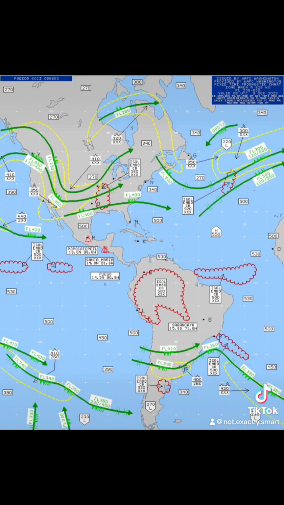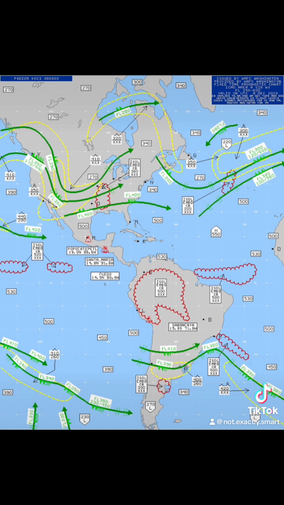Here we have the high-level significant weather prognostic chart. We view this chart again by going to aviationweather.gov. We use this chart for high altitude and international flights. It's used by dispatch and pilots to see flight levels from 25,000 feet up to 63,000 feet. It picks up where the low-level chart leaves off.